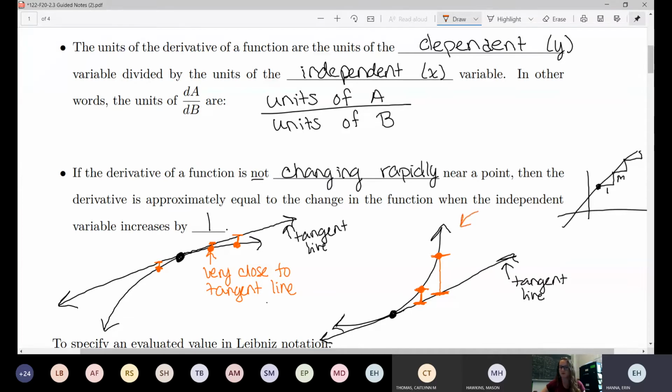That would be the case of this one here. It's increasing very quickly, whereas the one on the left is increasing very slowly. So that's what I mean by changing rapidly.